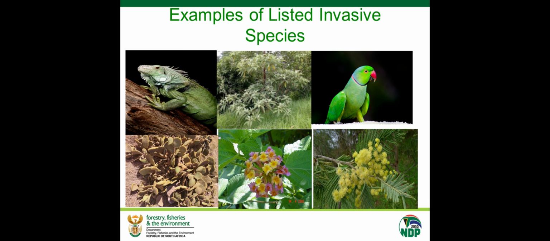Category 1B, this one is a bagweed. It's category 1B. So this one, you have to control it. This one is a category 2 species, the rose-ringed parakeet. You must have a permit. This one is category 1B, Opuntia microdasys. You must control it. This one is lantana. It's category 1B. You must control it. This one is Acacia mearnsii, category 2. You have to have a permit.